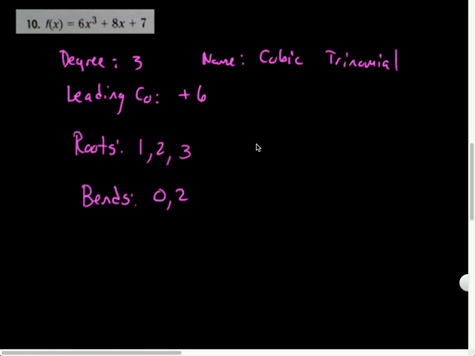So this is the same as the degree, which is what we learned the other day. And this is 1 less than the degree. Right?